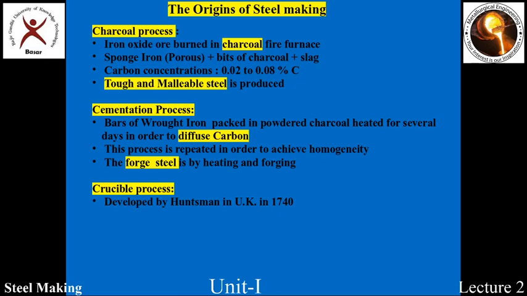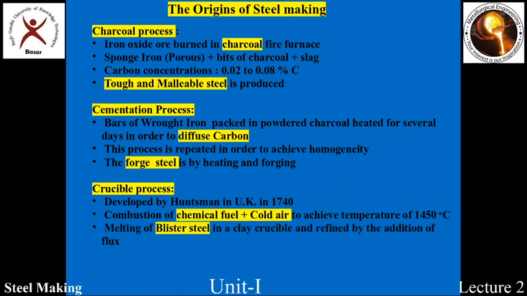There was another process called the crucible process, which was developed by Huntsman in the UK around 1740. In this particular process, the raw materials were chemical fuel, and cold air was used to achieve around 1450 degrees temperature. And finally you get a steel called blister steel. The blisters are nothing but kind of pores on the surface, which increase the surface roughness. These particular steels are produced by the crucible process. The crucible is kind of a bowl or a bucket, and this particular process is assumed to be an expensive process.